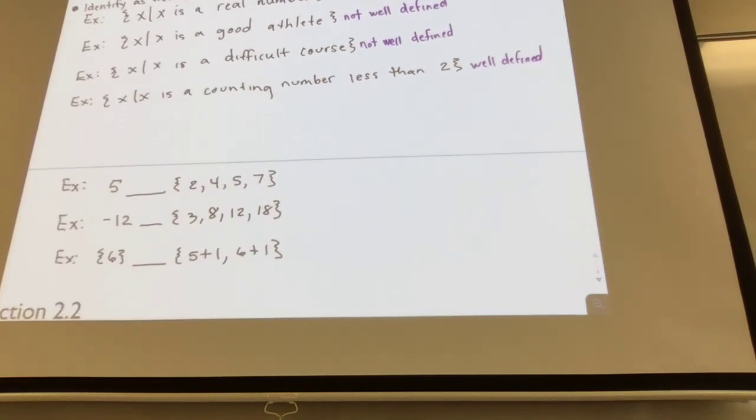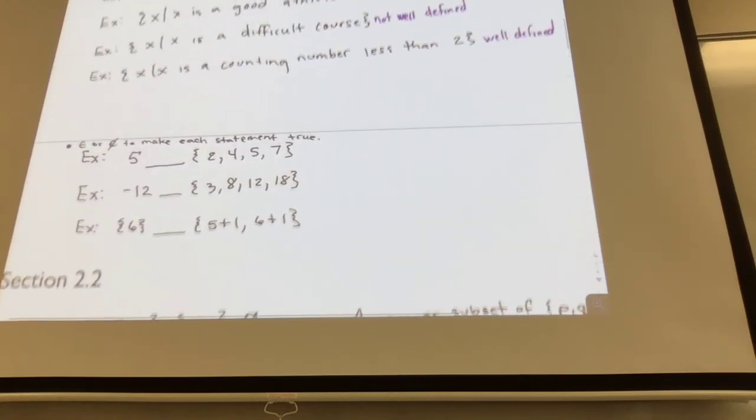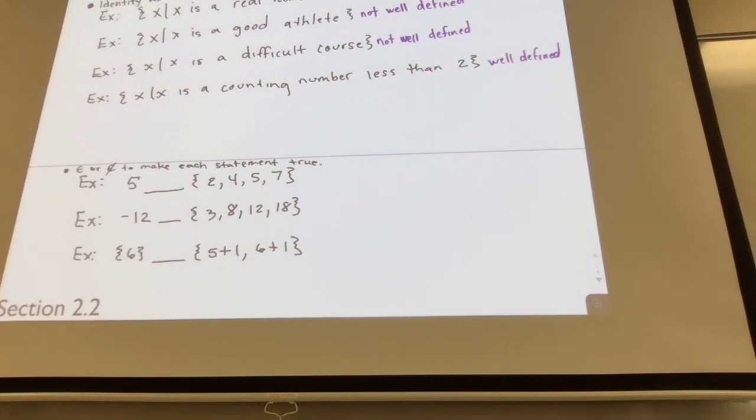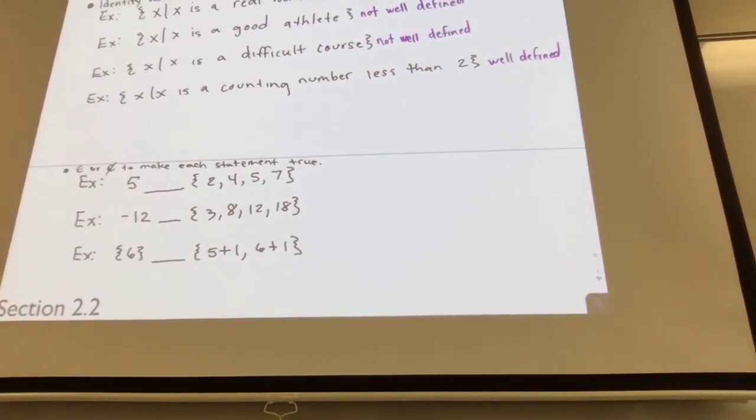On these next ones, we're going to fill in the blank with element of or not an element of, to make each statement true. So when we're comparing, we're going to look at one particular element and talk about it with the set. So the question is, is 5 an element of this set? Yes, so we would use this element. So 5 is an element of. You try the next two.